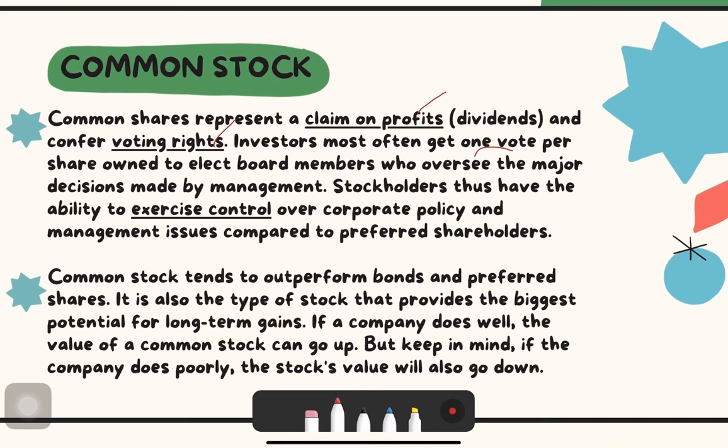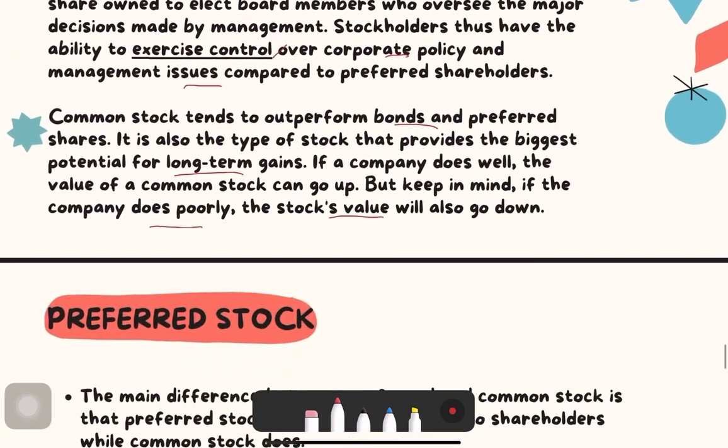So the shareholders have the ability to exercise control over corporate policy and management issues compared to the preferred shareholders. And the common stock tends to outperform bonds and preferred shares. It is also the type of stock that provides the biggest potential for long-term gains. If a company does well, the value of common stock can go up, but if the company does poorly, the stock value will also go down.